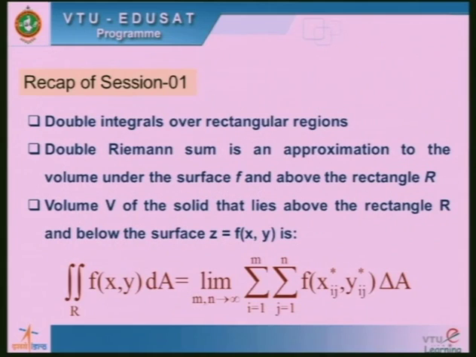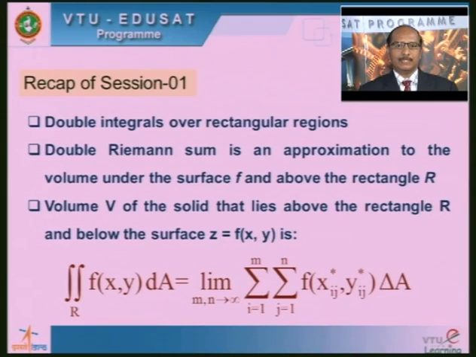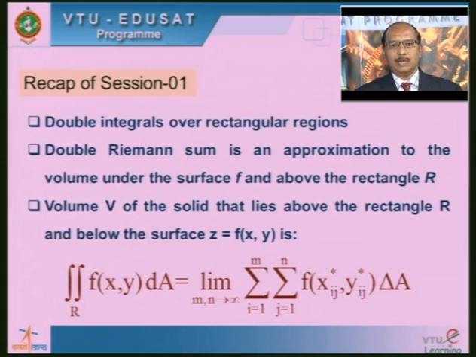The volume of a solid that lies above the rectangle R and below the surface z equal to f(x,y) is expressed as the double integral of f(x,y) dA, which is equal to the limit of the double summation of f(xij*, yij*) times delta A. That is nothing but adding the volumes of all the rectangular columns.